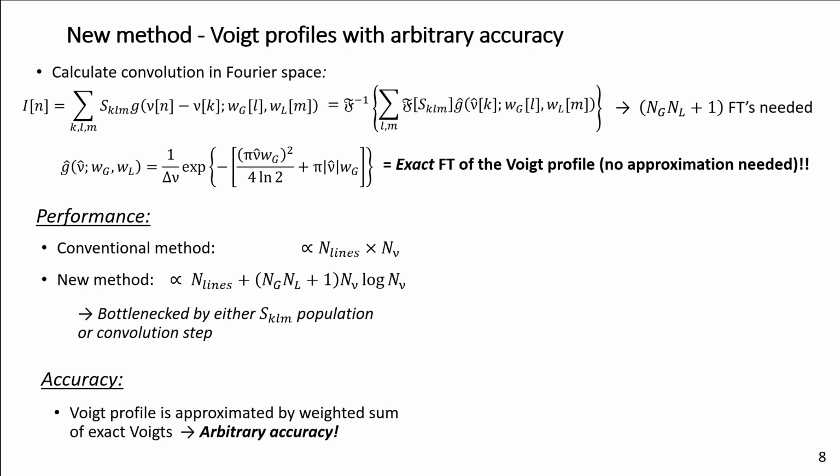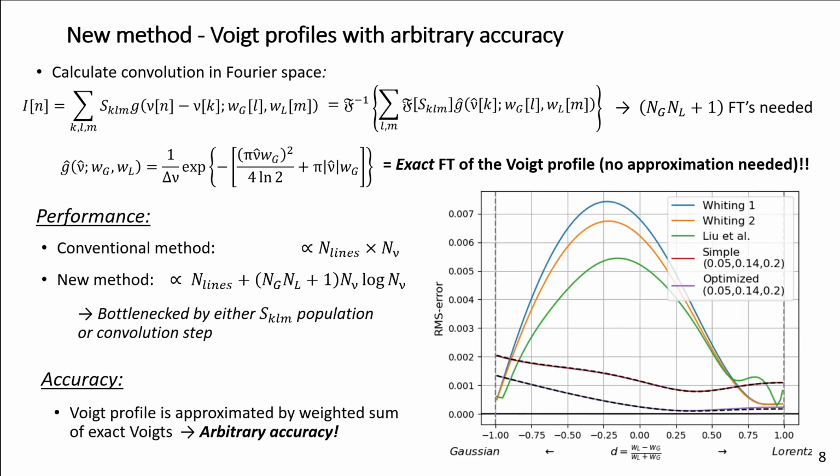This means that by decreasing the step size of the width grids, the exact Voigt profile can be approximated with arbitrary accuracy. In the plot on the right, we show the root mean square error with respect to an exact Voigt profile for a number of Voigt approximations, including the popular Whiting approximation. On the x-axis is the relative contribution of Gaussian and Lorentzian functions to the Voigt function, with the far left being pure Gaussian and the far right being pure Lorentzian. As can be seen, for a Gaussian step size of 14% and a Lorentzian step size of 20%, our new method better approaches an exact Voigt profile for almost any combination of Gaussian and Lorentzian widths.